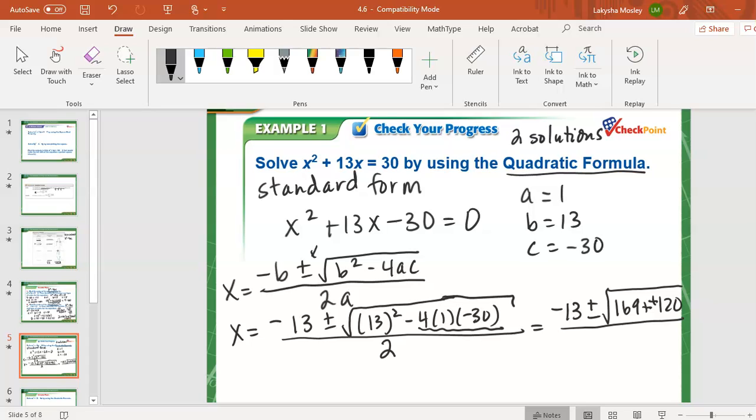And then from there, I'm going to put my 2. So here's the final step. So I still have that negative 13 plus minus, and I'm just going to add those two together. So 169, excuse me, plus 120.